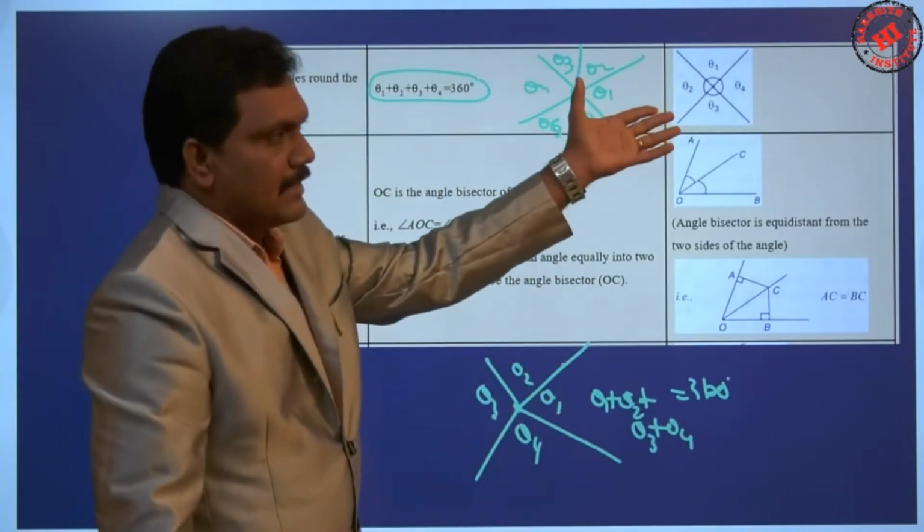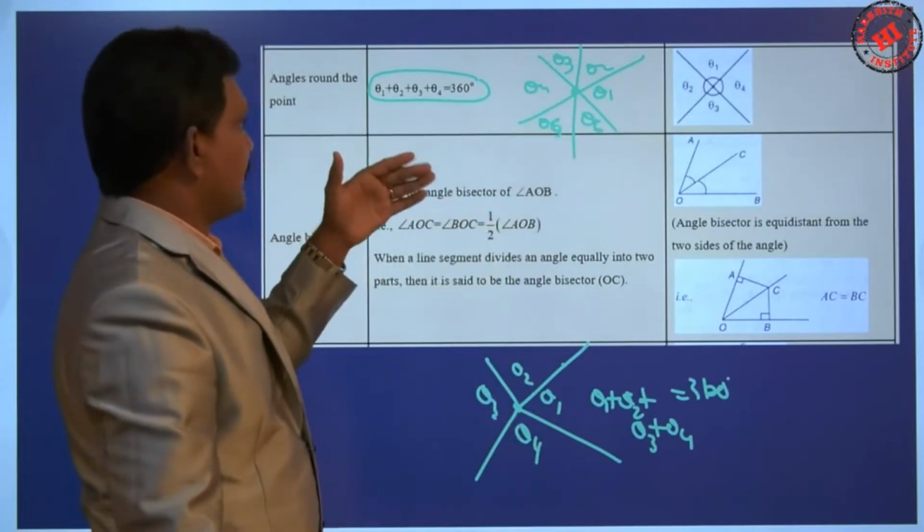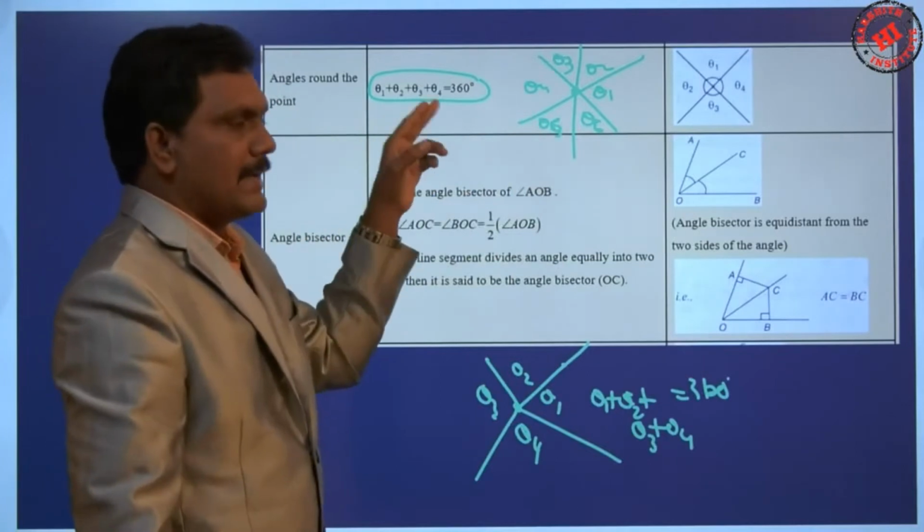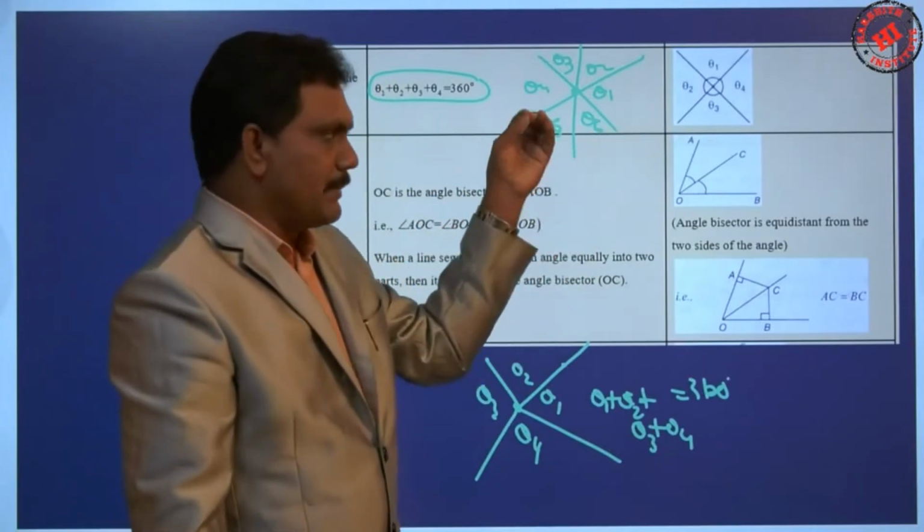They need not be straight lines, right? There may be different lines. What about angles around the point? Sum of all angles around the point is 360, basic point.